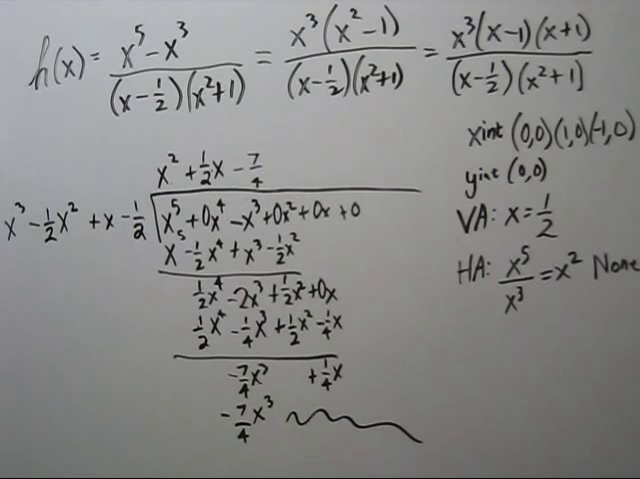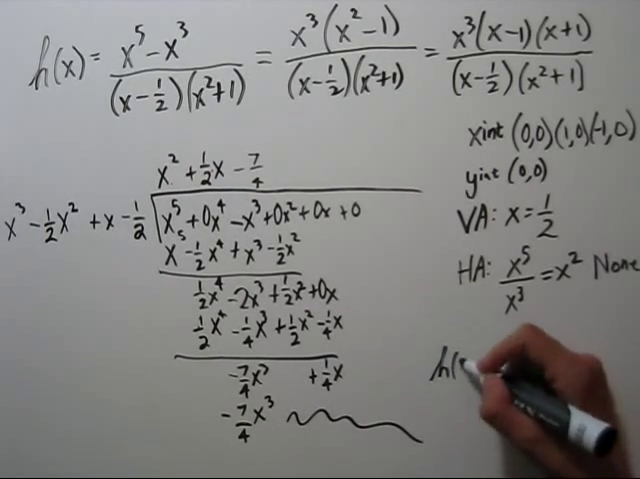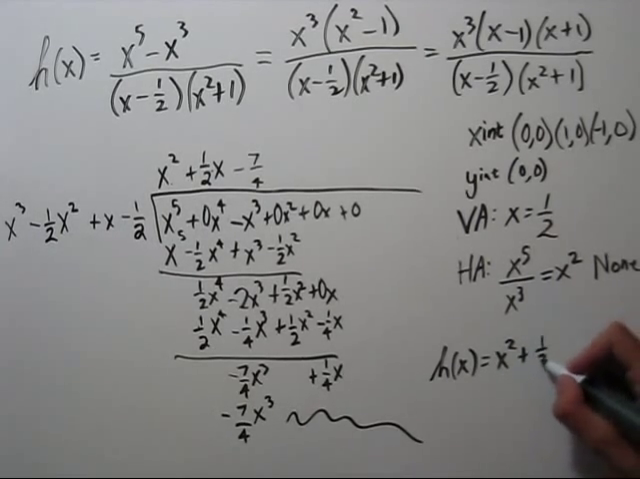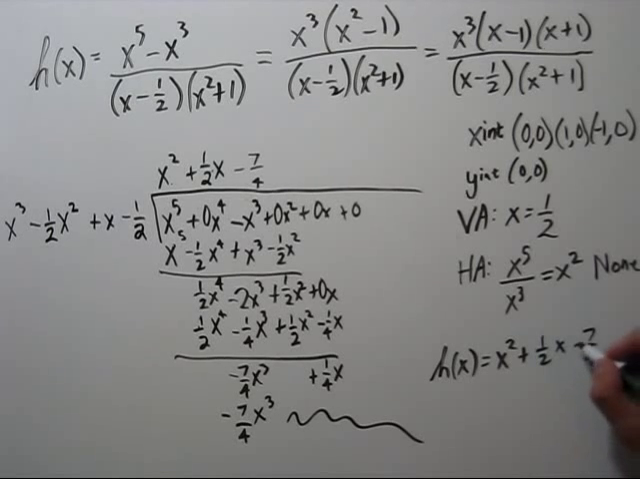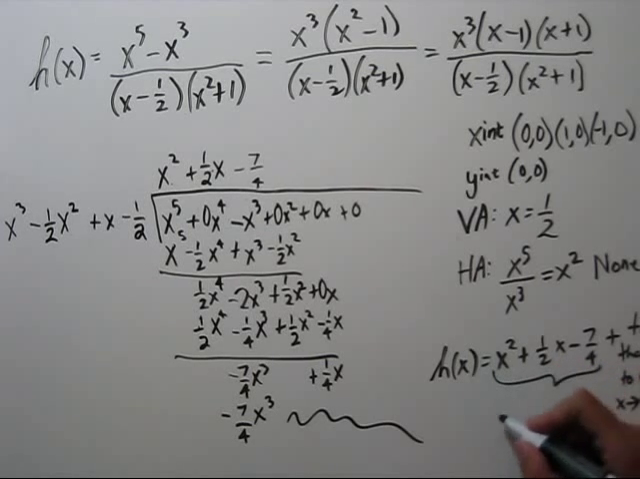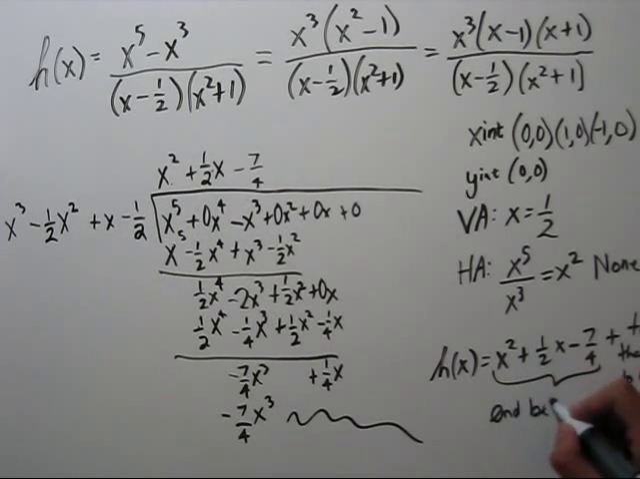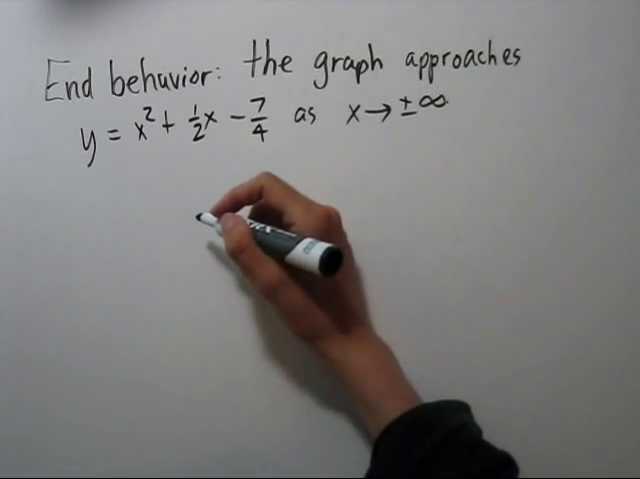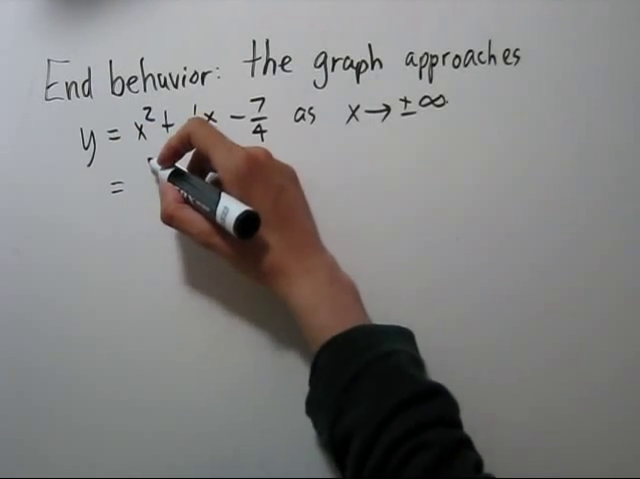we're rewriting our function as h of x equals x squared plus 1/2 x minus 7/4 plus a term that goes to 0 as x goes to plus or minus infinity. So this is for our end behavior. We want to graph it. It's a quadratic function, so let's complete the square.